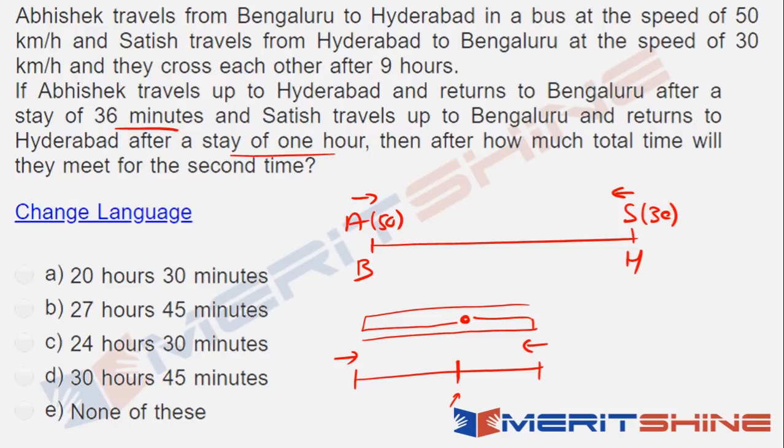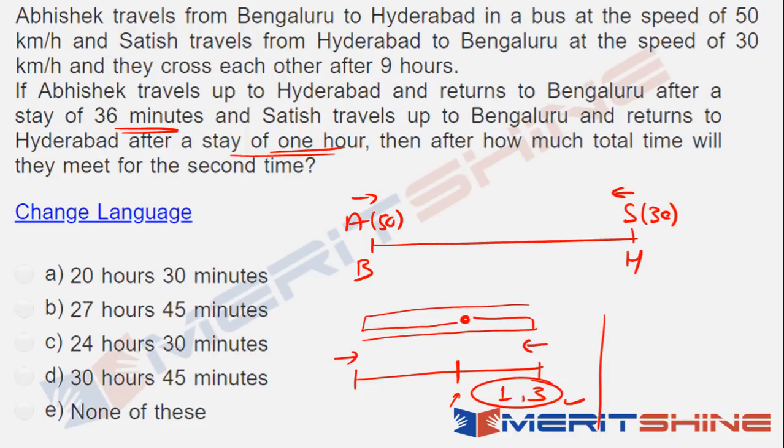So when they meet for the second time, how many times has the track been covered combined? For the first meeting, just 1 time. For the second meeting, 3 times. So time taken for the second meeting generally is 3 times. But the problem here is that one guy stayed for 36 minutes, another guy stayed back for 1 hour. Now, how do you think? We'll just manipulate the numbers here.